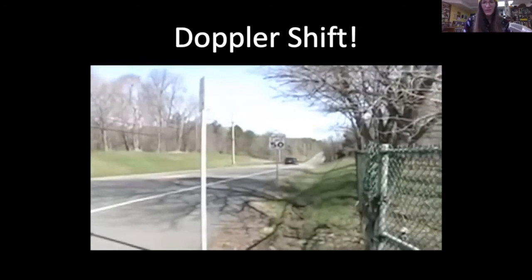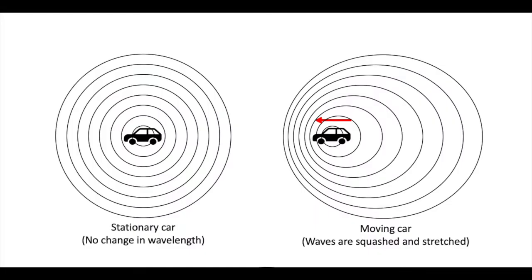Did you all hear that car change pitch? You probably heard it like a train going by or an ambulance. That's what we call the Doppler shift, when that sound changes as something is going by you. And we're going to break down the science of how that happens. So here's our car driving normally, and it's emitting sound waves. Say it's honking really loud.